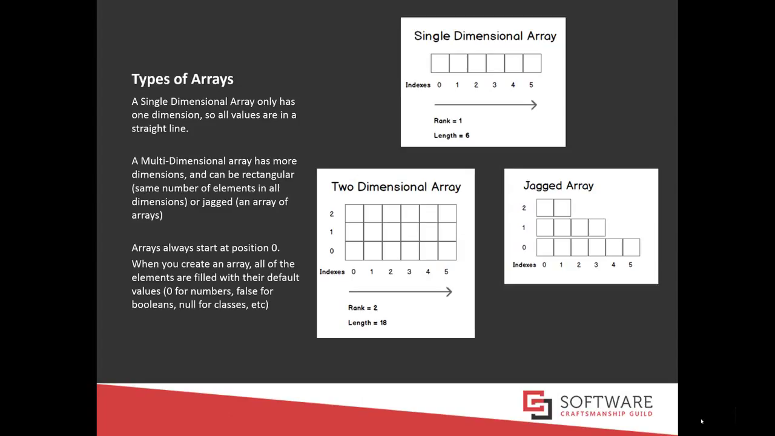and once you create the array, all of the elements will be filled with the default values. So if I have an array of integers, the default of all the elements will be 0. If it was an array of booleans, they would all be set to false. If it was an array of a class type, they'd all be null.